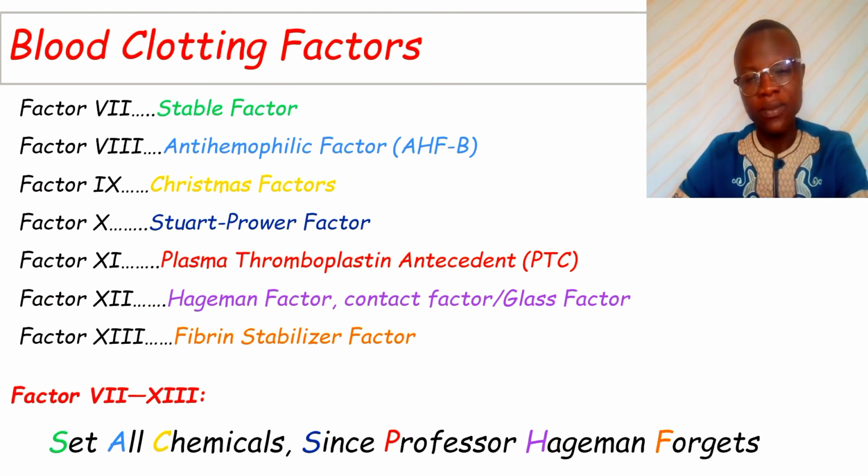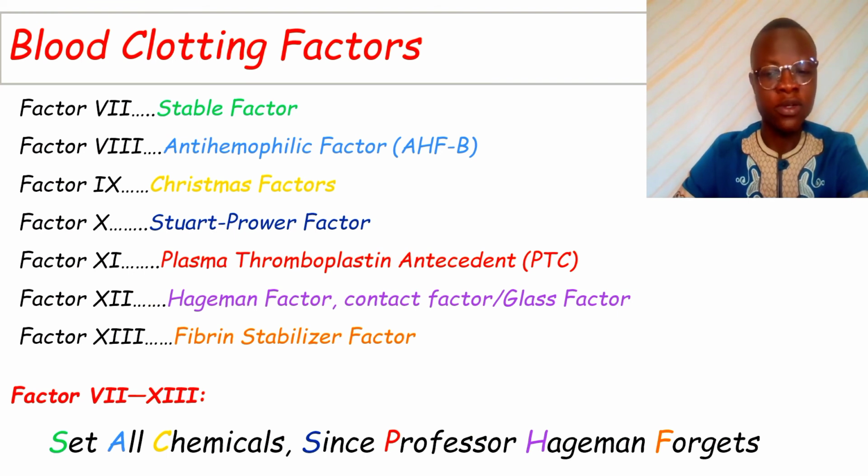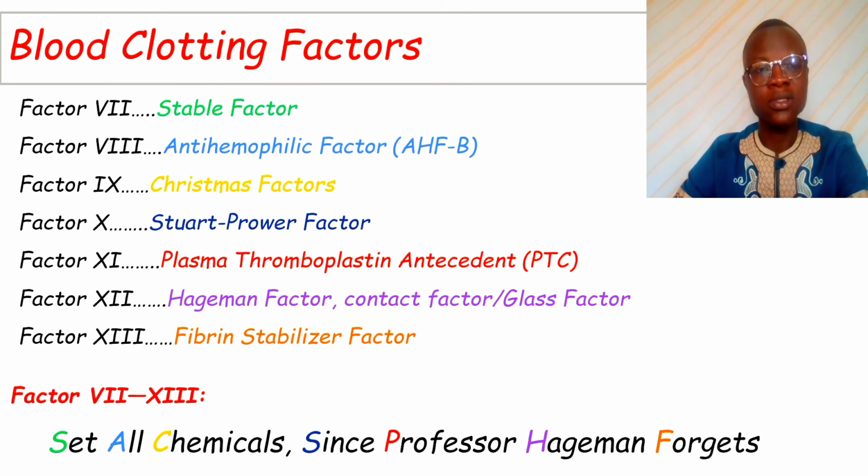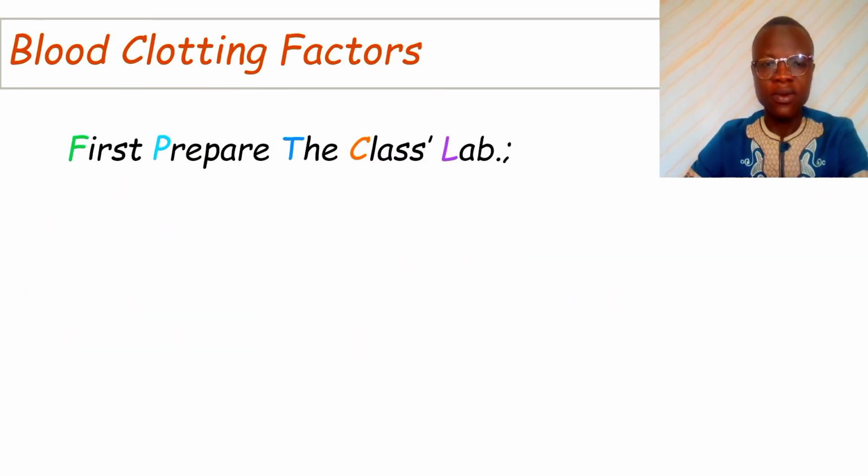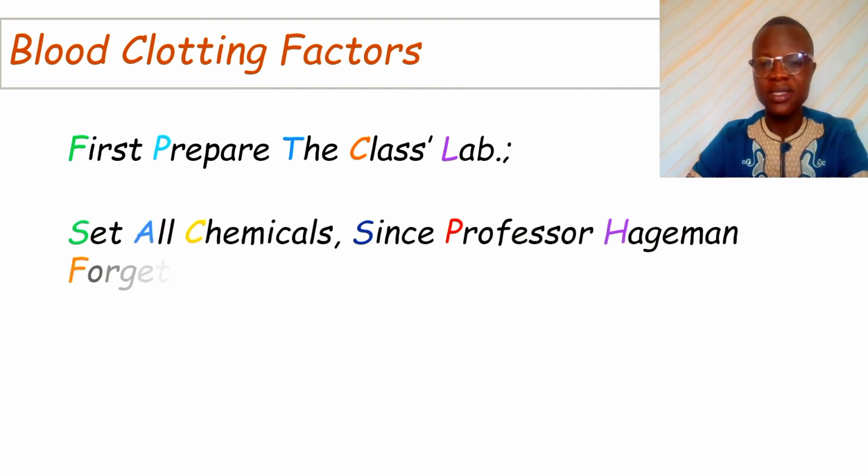This should be easier to remember. Hageman factor, Professor Hageman, and forgets for fibrin stabilizer. So that is the mnemonic for your clotting factors. In combination, we have: First, prepare the class lab. Set all chemicals since Professor Hageman forgets.